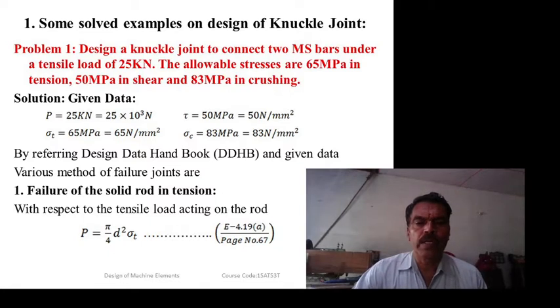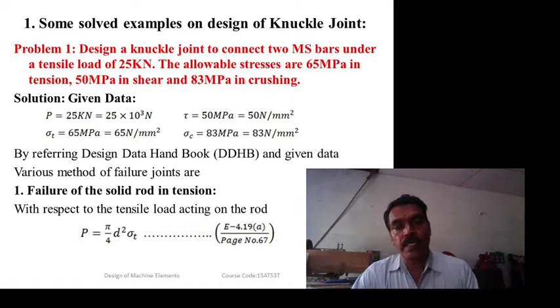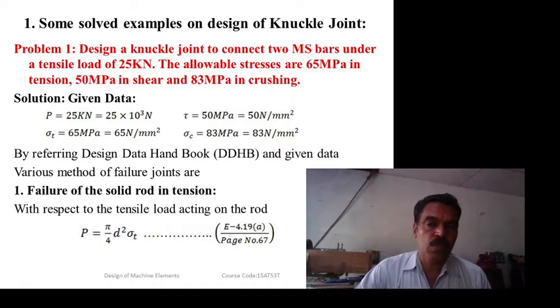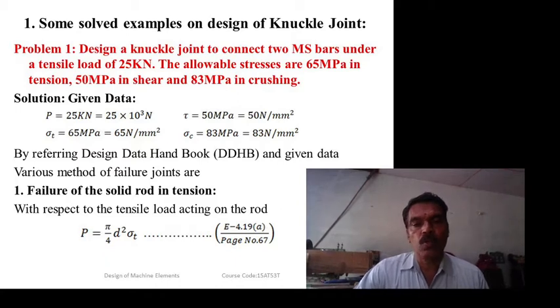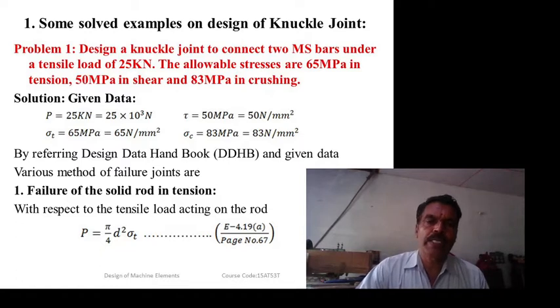Read the question carefully and take down the data very clearly, then only it is easy to solve the problem and easy to design the knuckle joint. Be careful while taking the data: what type of data is given, whether a conversion is needed, or whether it is direct data. Every step and every point is to be remembered while taking the data.